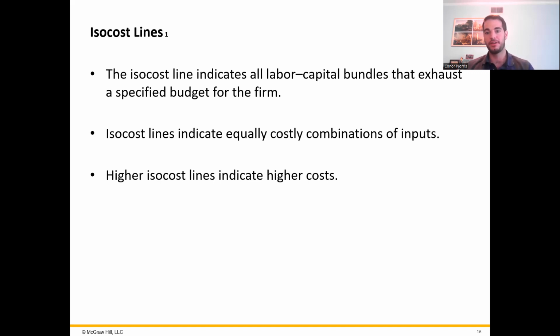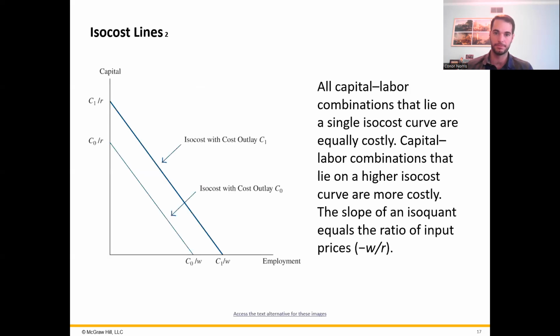A firm needs to consider not only how many workers and ovens it needs, that's the isoquant, but also how much it costs to hire those workers and to buy those ovens. That's the isocost line. By combining these two together, the firm can decide on the most cost-efficient combination of inputs.